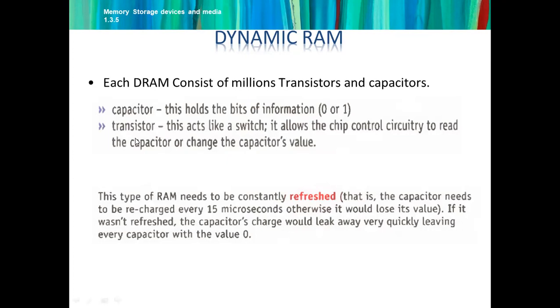Now, the capacitor is going to hold the information, and the transistor is going to act as a switch. It allows the chip control circuitry to read the capacitor or change the capacitor value. So whatever value is stored inside the capacitor, if you want to change it, meaning overwrite it, or release that particular thing from the memory, we use the transistor. It acts like a switch.